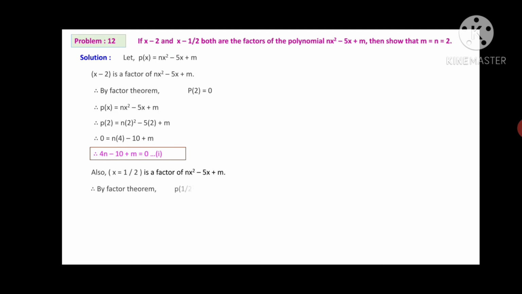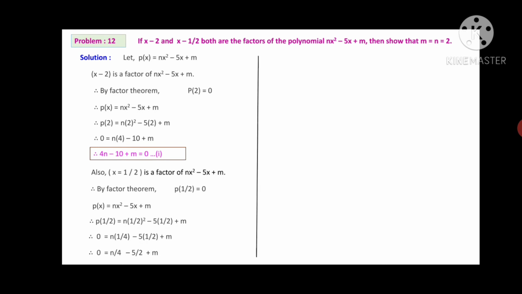Therefore, by the factor theorem, we can write that p of 1/2 is 0. Therefore, p of x is equal to nx squared minus 5x plus m. Write the value of x as 1 by 2. Therefore, p of 1 by 2 is equal to n into (1/2) squared minus 5 into 1/2 plus m. But p of 1/2 is 0, so 0 is equal to n into 1 by 4 minus 5 into 1/2 plus m.